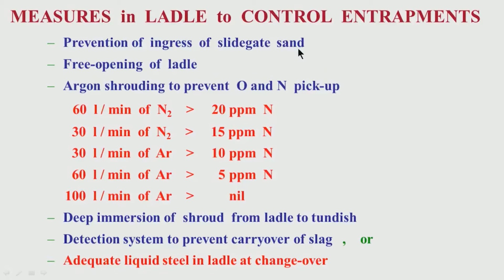This sand is necessary to close the exit of the ladle, but when you aim for free opening of the ladle, that means when you remove the slide, open the slide gate, liquid steel should come out without any problem. So the sand also should come out, but the sand should not be allowed to fall in the tun dish. We have to take measures to remove the sand so that it does not fall into the tun dish. That is one, prevention of ingress of slide gate sand in the tun dish.